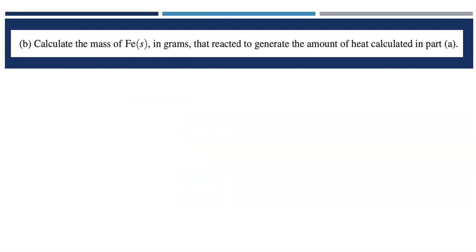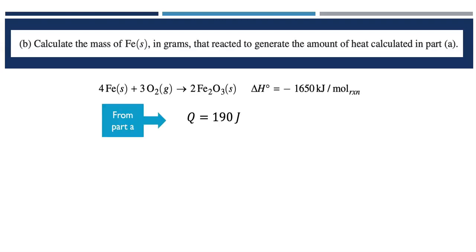Calculate the mass of iron in grams that reacted to generate the amount of heat calculated in part A. So we do need to use our answer from part A, and our answer for part B needs to be consistent with that. We've got the balanced equation, and we know delta H for this equation. So we've got this thermochemical equation, and we know from part A that Q was 190 joules. So we're going to just worry about the absolute value of Q here. We have a mass-energy relationship from the balanced equation, and that's really the key.